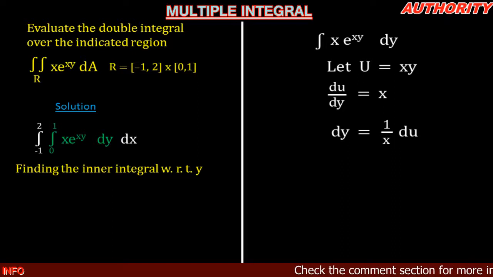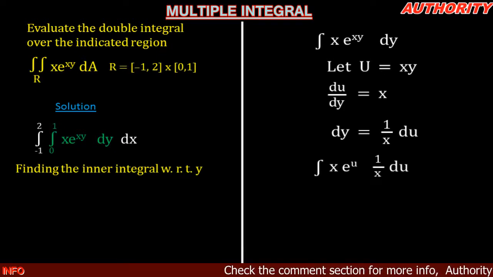Why we make dy the subject is because in x e raised to the power xy dy, we have changed the variable from y to u, so we are no longer integrating with respect to y. We change dy to another value, that's why dy is equal to 1 over x du. In the place of dy, we replace it with du because we have replaced xy with the letter u. So here we have the integral of x e raised to the power u, times 1 over x du. You see that x will cancel x. Is that true? Yes. We are going to be left with the integral of e to the power u du.